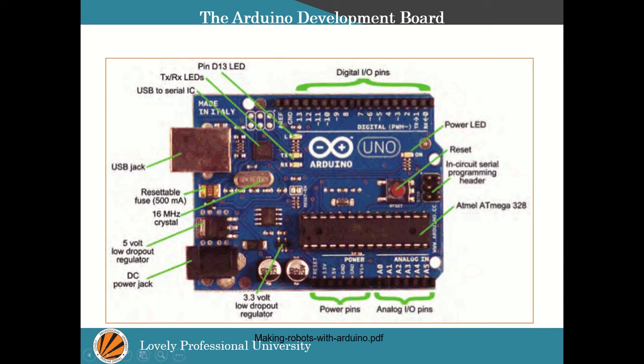We have the power pins. We have the DC power jack, 5 volt dropout regulator. We have a 16 megahertz crystal. We have a fuse over here, USB jack. We have the USB to serial IC over here, transmitter and receiver LED. This will basically be used to indicate whenever you are doing transmission and reception. And we have an onboard LED, that is your LED number 13.